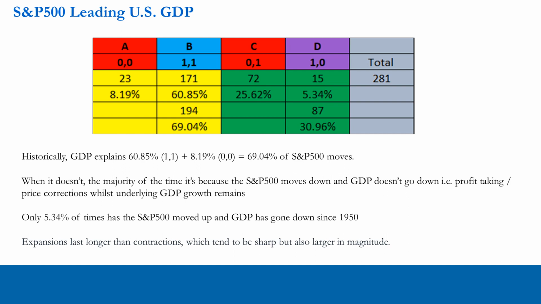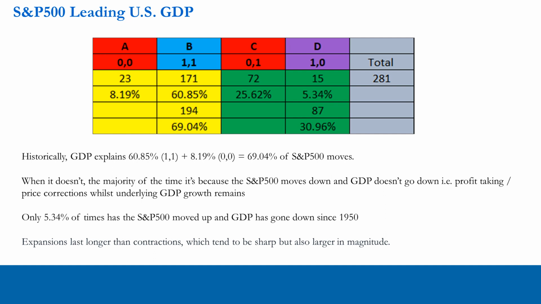So in this scenario, what is happening? Well, it can probably be explained by an overextension in stock markets when we look at stock market history. So what we have is a quarter of profit-taking or price corrections in the market, whilst the underlying GDP, gross domestic product, the growth in GDP remains strong or remains positive.